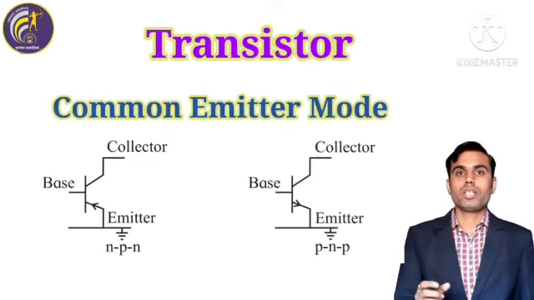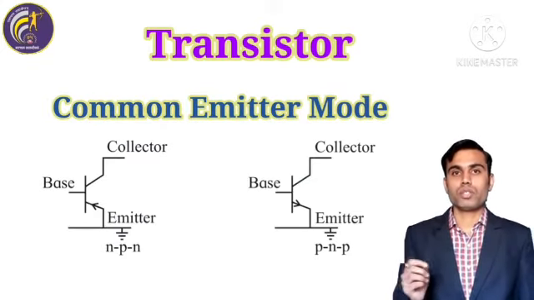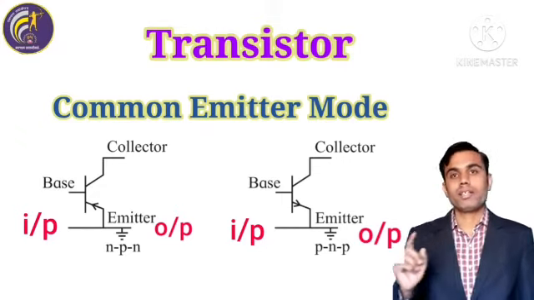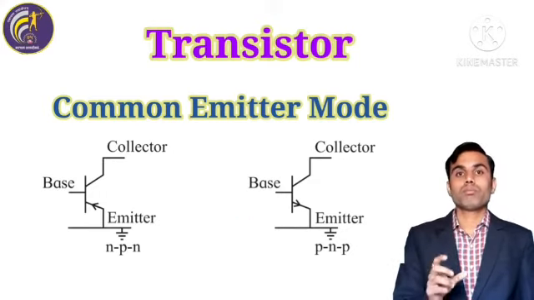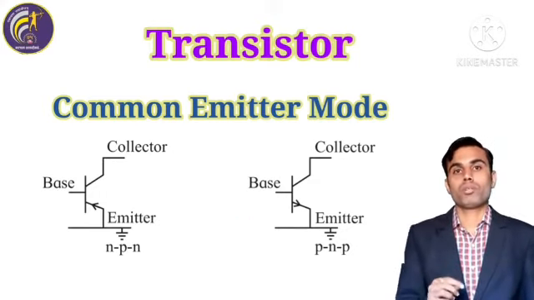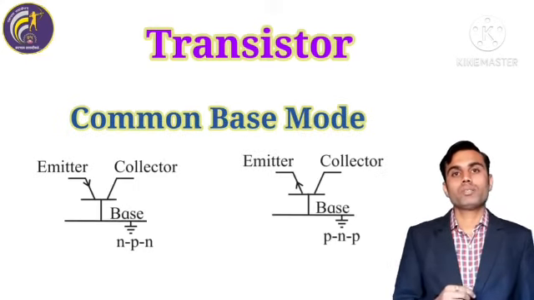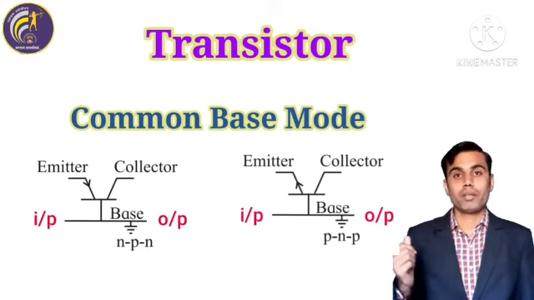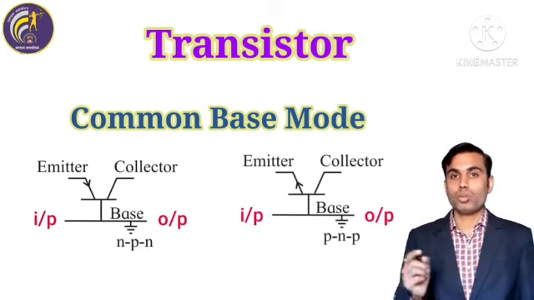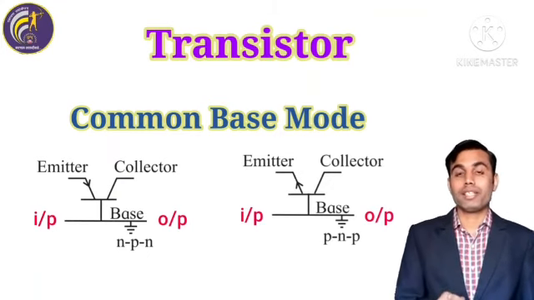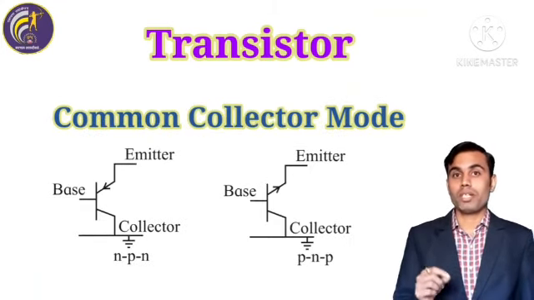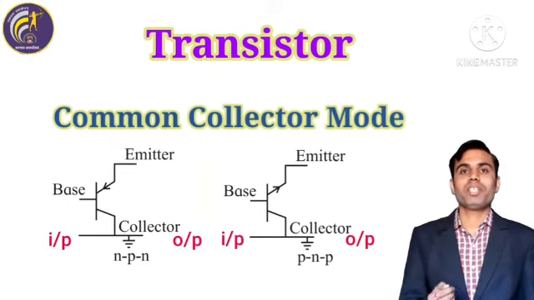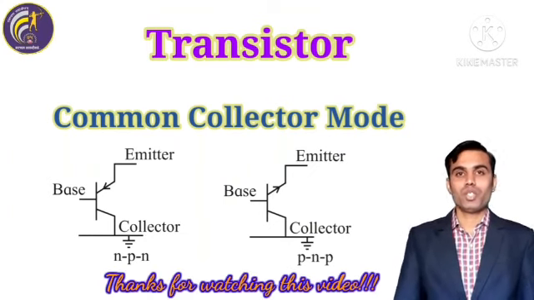In the common emitter mode, the emitter is common between input and output. It is the most commonly used configuration for transistors. The second one is the common base transistor. In the common base mode, as we see in this diagram, the base is connected common to input as well as output. Similarly, in the common collector mode, the collector is connected to input as well as output. So these are the three different modes available in the study of transistors.